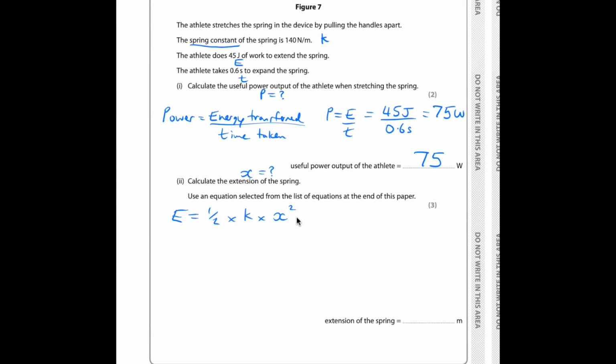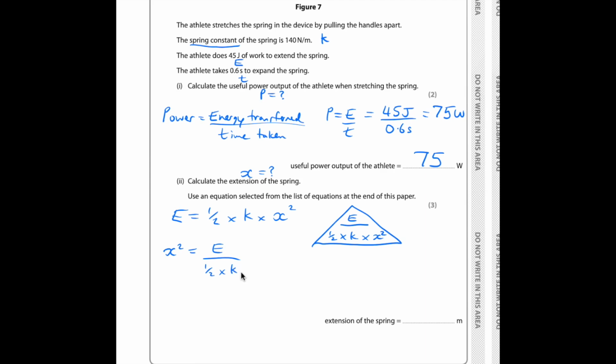Right, we're going to have to rearrange that to get x. So if I do a magic triangle, and once again we need to have 3 things on the bottom. So 1/2 times k times x squared is going to go on the bottom, and E is going to go on the top. Cover up what we're looking for, so we're looking for x squared, and what do we get left with? E divided by 1/2 times k.